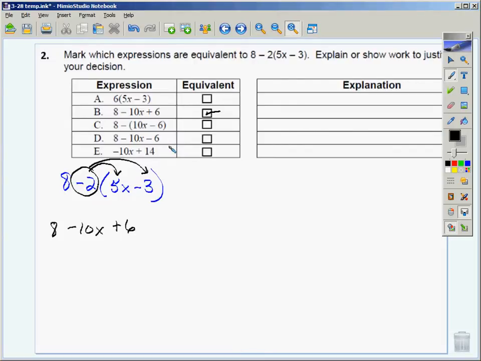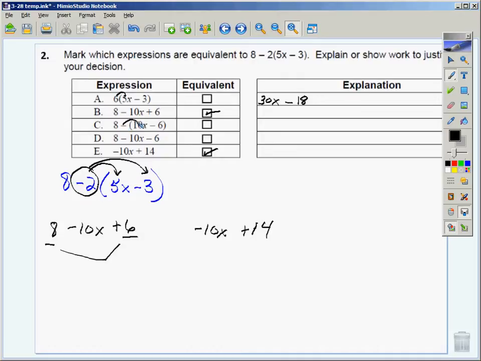Not for sure. What else should I do to simplify this? I can put the 8 and the 6 together. When I combine 8 and 6, I get what? 14. Well, there's another one that I can see. Let's take a look at the other ones that are up here. 6 times 5x would be what? 30x minus 18. That's definitely not the same. We've already shown that these two are.